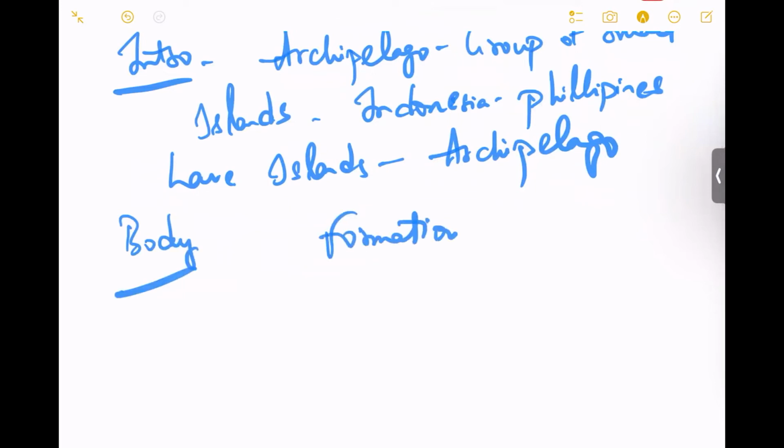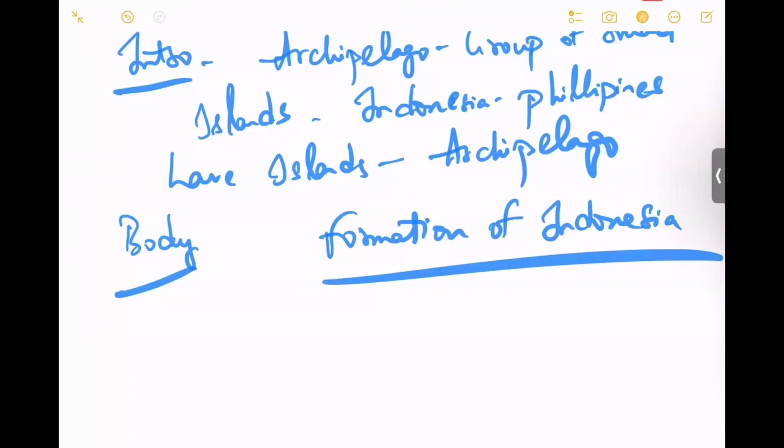So first you write formation of Indonesia. So what is the reason for formation of Indonesia? That's important. So here, what is the reason for formation of Indonesia?